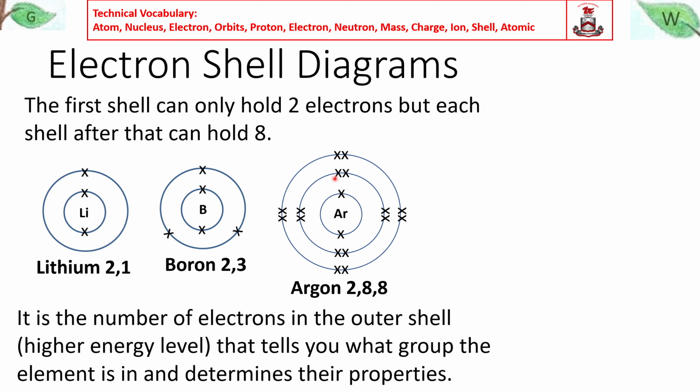Now, notice if you look at the periodic table, lithium is in group 1, boron is in group 3, and argon is in group 0. The number of electrons on the outermost electron shell tells you the group number of that element. So boron has got 3 electrons in its outer shell, so it's in group 3. Argon has a full outer shell, so it's in group 0.